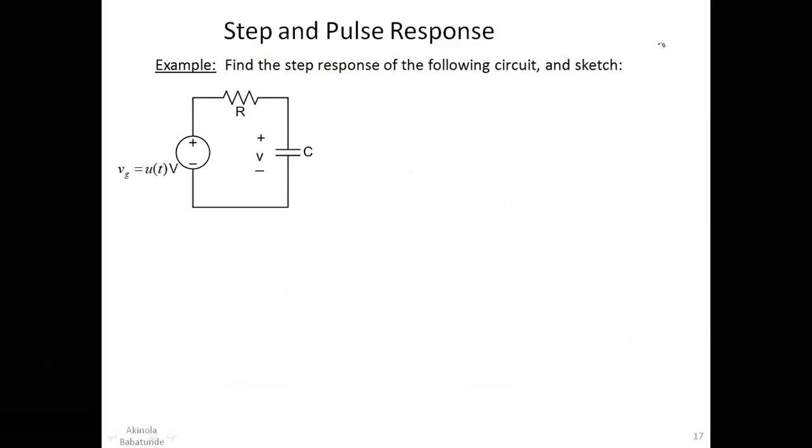So here is an example. Find the step response of the following circuit and sketch it. What you can see here is that we have just a single independent source here, and you can see our VG is equal to u of t volts. All right, you can see we have the resistance here. We can see we have our capacitance here. Okay, and the voltage on the capacitance is V. All right, so you have these, and we want to find the step response.